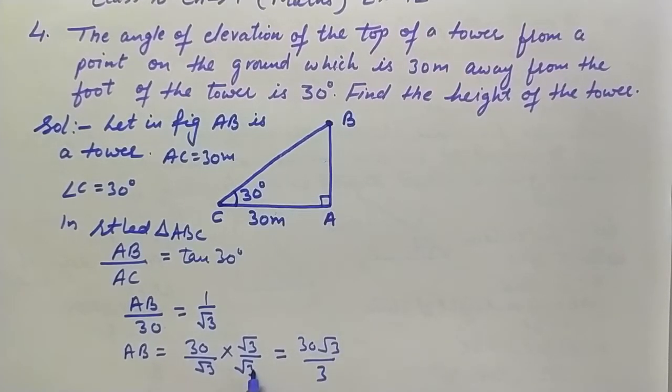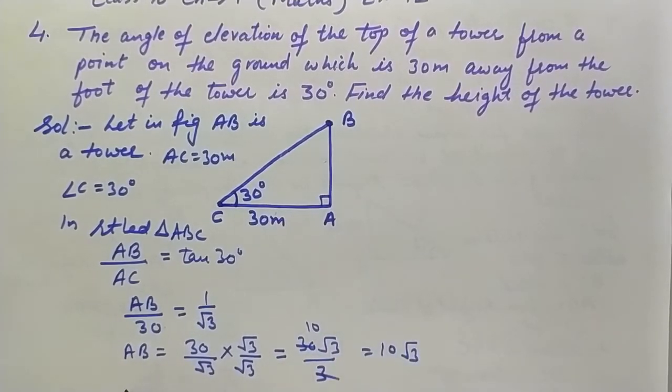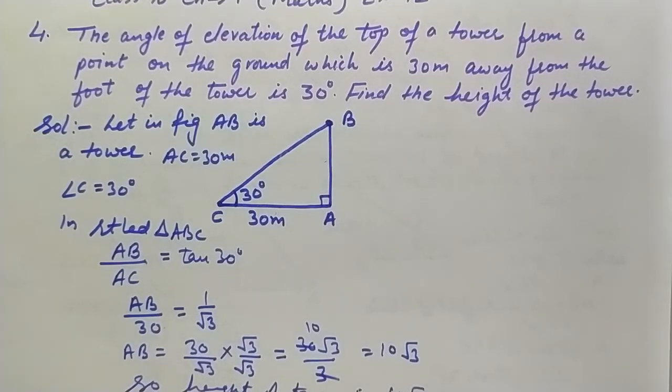So root 3 into root 3 is 3. So 3 ones are 3, 3 tens are 30. So 10 root 3 is the height of the tower. So you can write in the last line, so height of the tower is 10 root 3 meter. Sorry, 10 root 3 meter, not 30 root 3. Okay, this way we'll do this question.